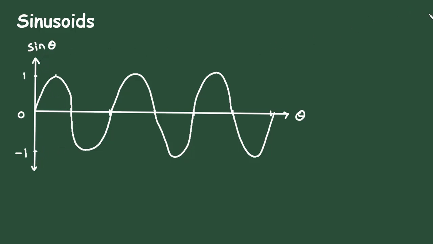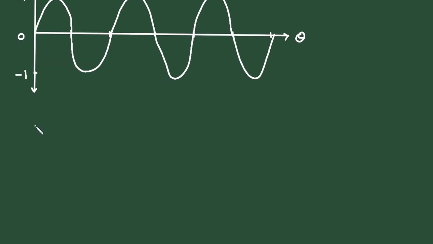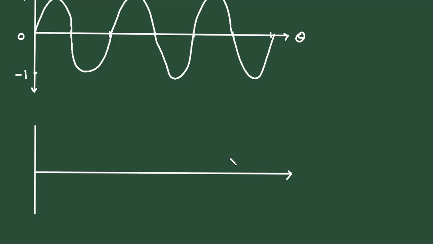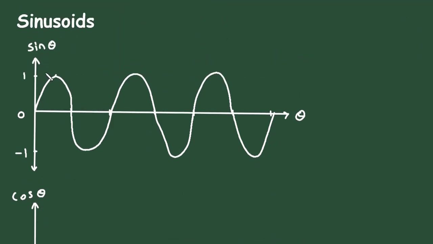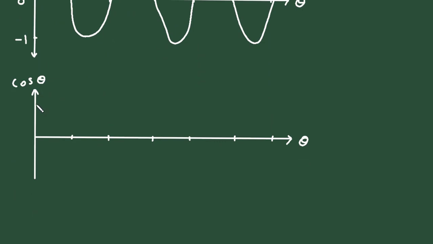Now, let's see how cos theta looks like. For cos theta, the waveform will look something like this. This will be cos theta and on this x-axis, this will be theta. Let's take the same distance. Now, in case of sine function, the waveform starts from this 0 point. And for this cosine function, the waveform starts from here. So, it will look something like this.